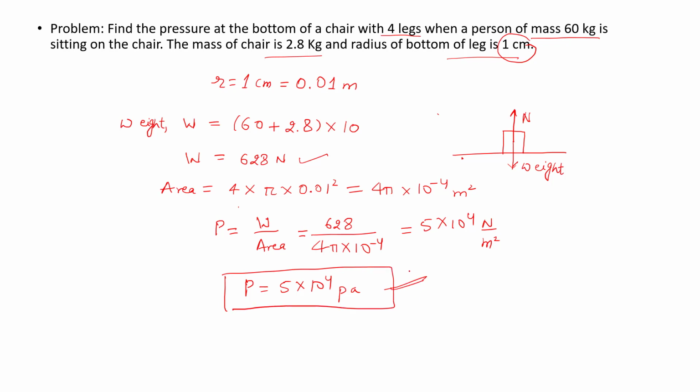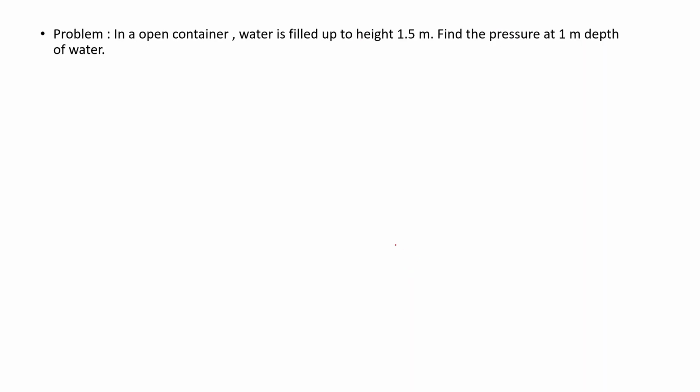Now let's move on to the next question. In the second question, in an open container, the water is filled up to a height of 1.5 meters. We have to find out the pressure at 1 meter depth of water. So the container is open, and the situation looks something like this. The container is open, and here the pressure is the atmospheric pressure. And we want to find out the pressure at this point. This point is at depth 1 meter, correct?